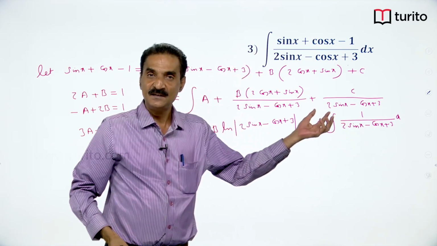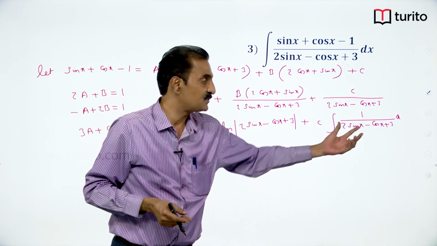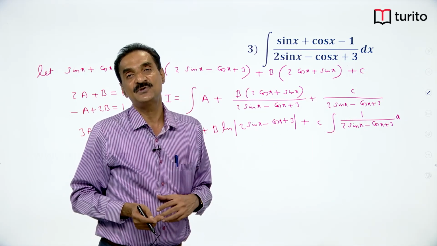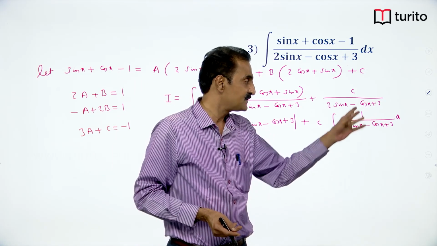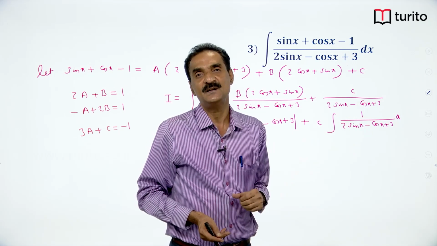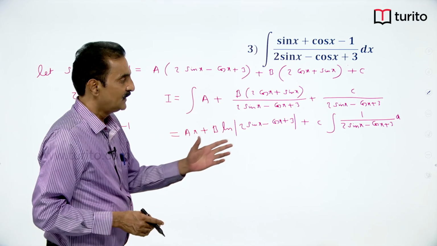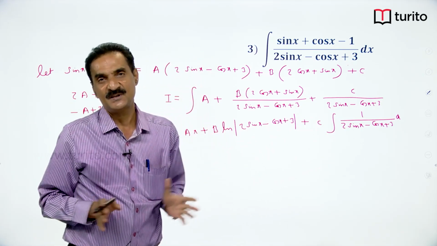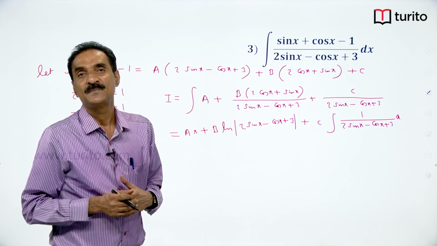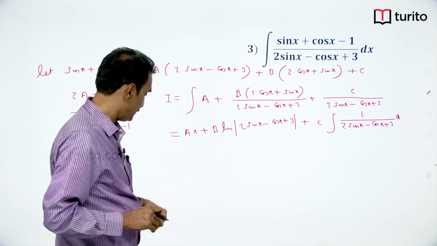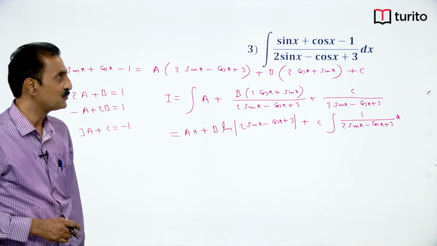Now, this is in the form of one of the previous models. What is the standard substitution for this model? Tan x by 2 is equal to t. Putting tan x by 2 is equal to t, this becomes 1 by some quadratic in t, and you can integrate it. The method is a bit long, but this is the standard procedure. You can't solve it in a more shortcut way. Okay. So with this, integration of trigonometric functions is over.